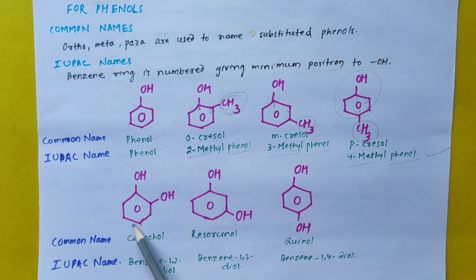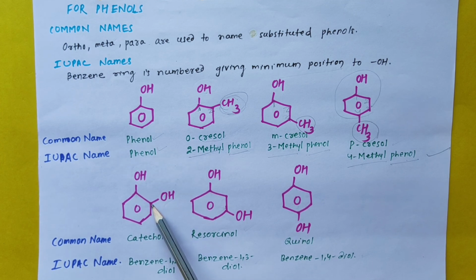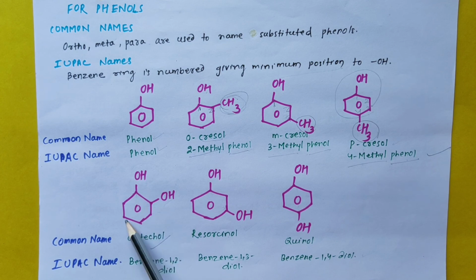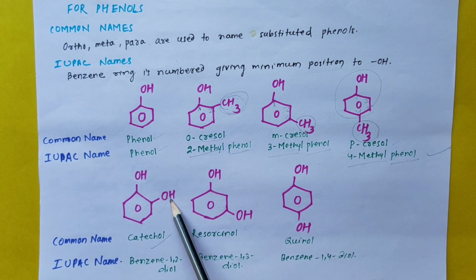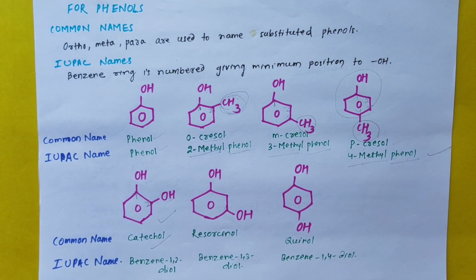Next, you see here, this is the benzene ring and 2 OH groups are present, which are correspondingly at ortho position. That common name is catechol. And what will be the IUPAC name? You see, this is the benzene and this is OH, this is OH, and both OH are correspondingly, if we will give 1 it will be 2. So what will be the name? Benzene-1,2-diol.